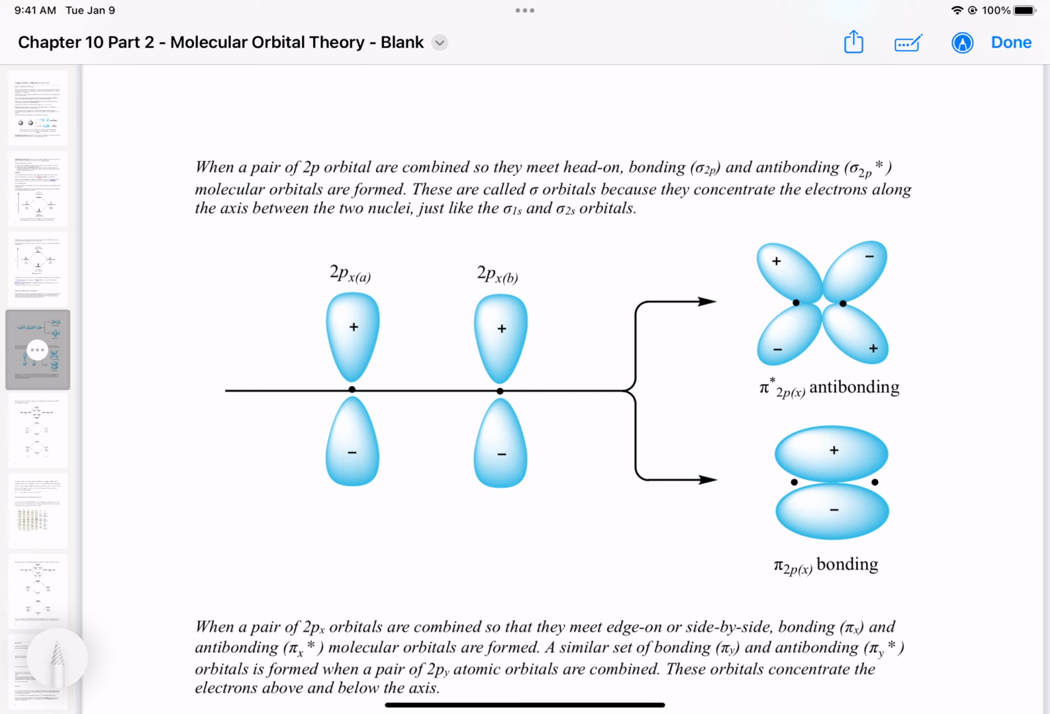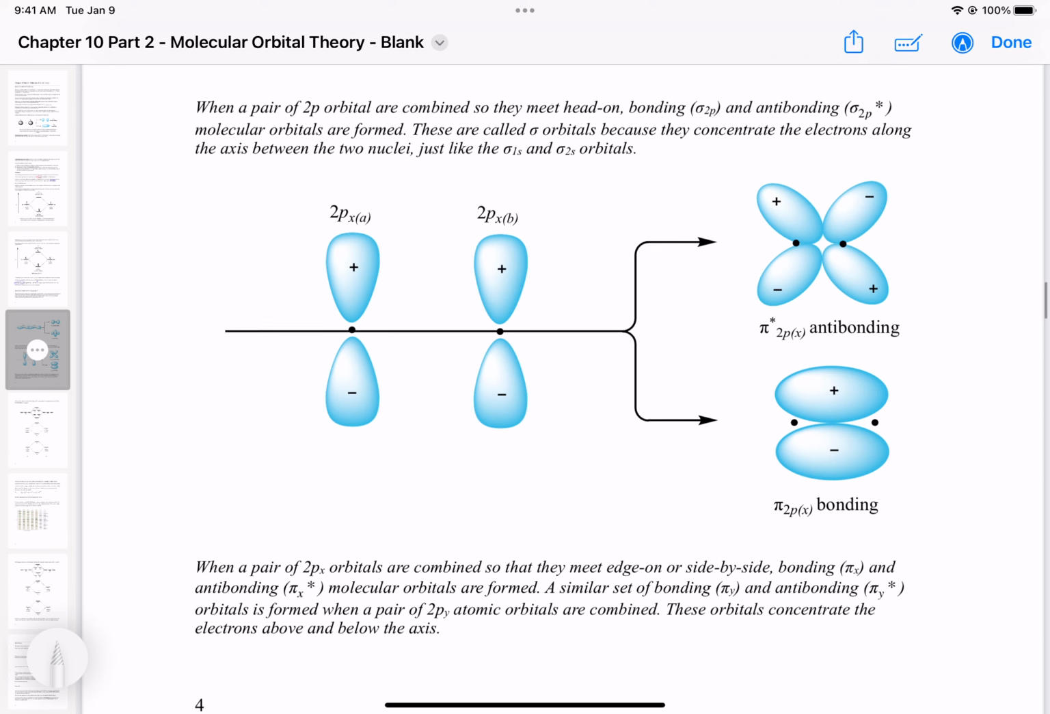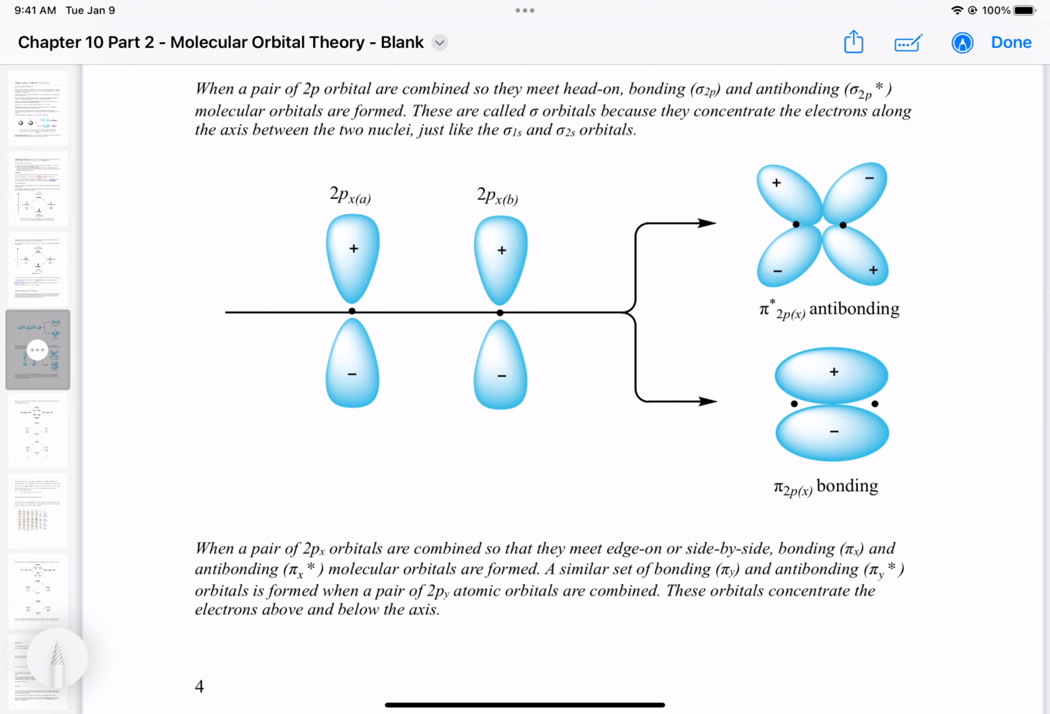So you see here, now there's what we call a node. That's where the orbital changes sign. And that happens in anti-bonding because now you're going to have two instances where it changes sign, here and here. So that indicates that there's no bonding, so no interaction between these two orbitals. So there's no bonding effect, higher in energy. Okay? Here we go. All right.